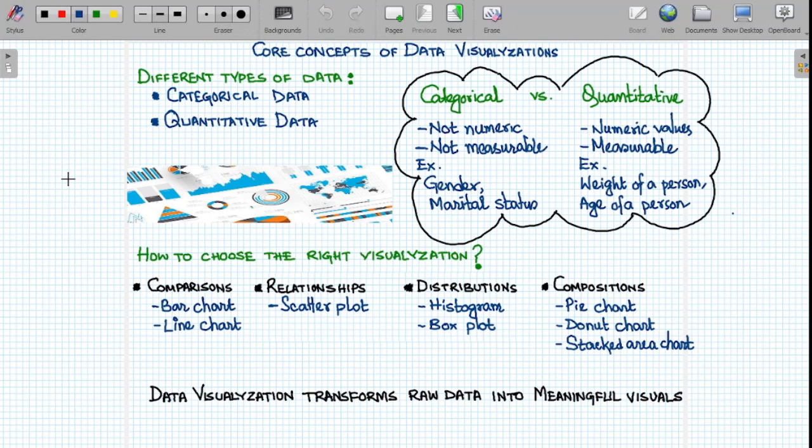We will repeat one more time that data visualization transforms raw data into meaningful visuals. Here, meaningful is the most important word.